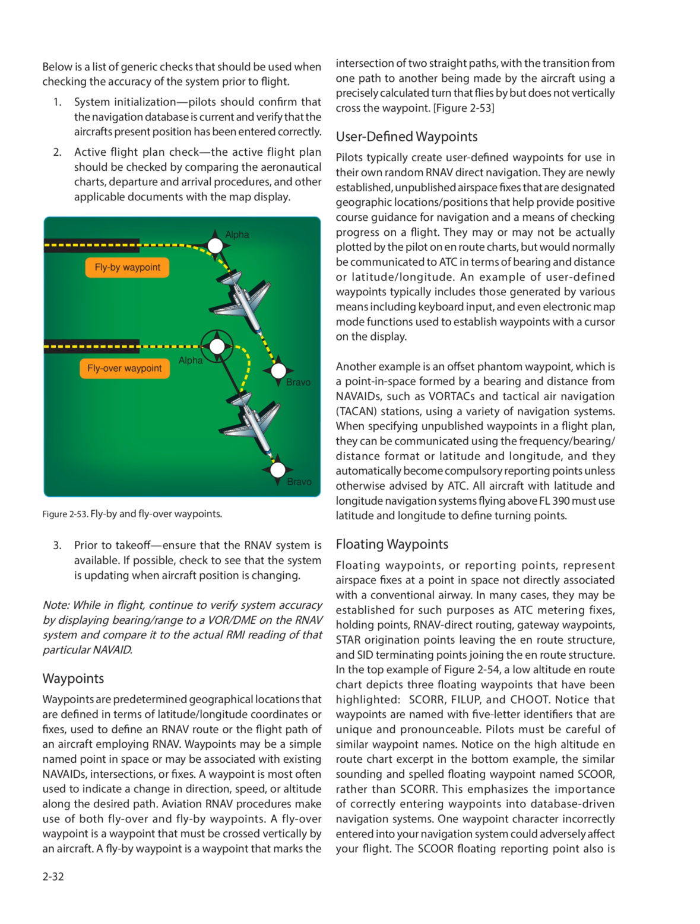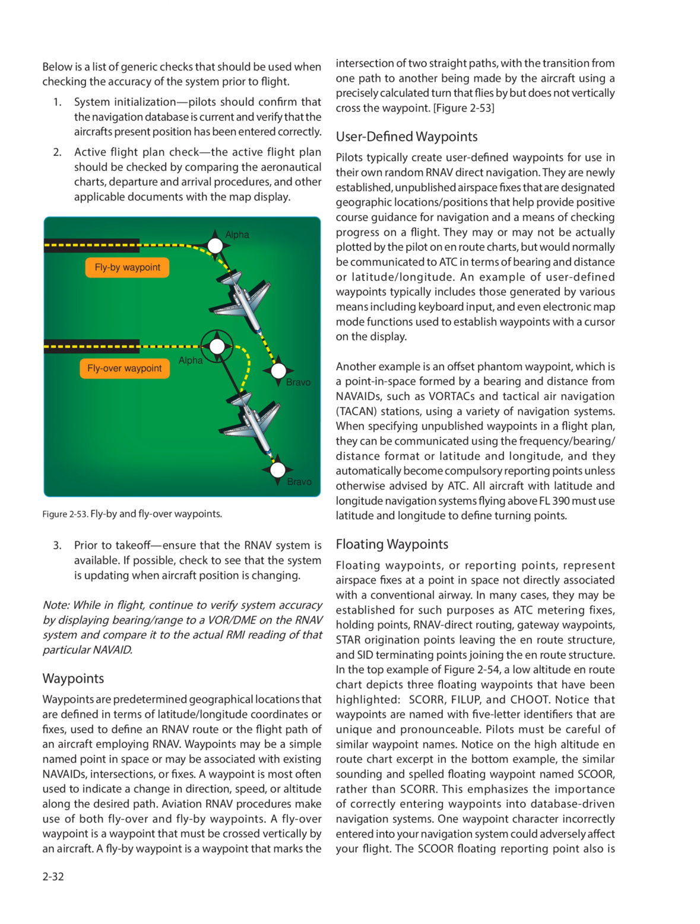Floating waypoints, or reporting points, represent airspace fixes at a point in space not directly associated with a conventional airway. In many cases, they may be established for such purposes as ATC metering fixes, holding points, RNAV direct routing, gateway waypoints, STAR origination points leaving the en route structure, and SID terminating points joining the en route structure. In the top example of Figure 254, a low altitude en route chart depicts 3 floating waypoints that have been highlighted: SCORE, FILLUP, and SHOOT.